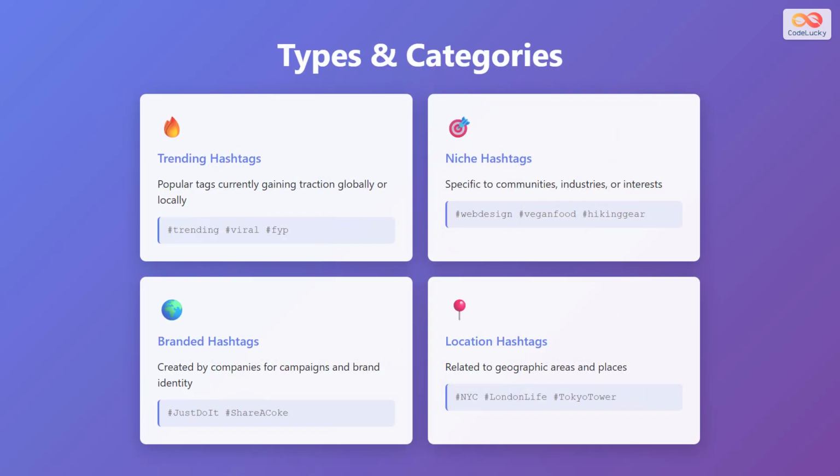Hashtags come in 4 main types. Trending hashtags are popular tags currently gaining traction globally or locally, like hashtag trending or hashtag viral. Niche hashtags are specific to communities, industries, or interests, such as hashtag web design or hashtag vegan food. Branded hashtags are created by companies for campaigns and brand identity, like hashtag JustDoIt or hashtag ShareACoke. Location hashtags are related to geographic areas and places, such as hashtag NYC or hashtag London Life. Each type serves a different purpose in organizing and discovering content.